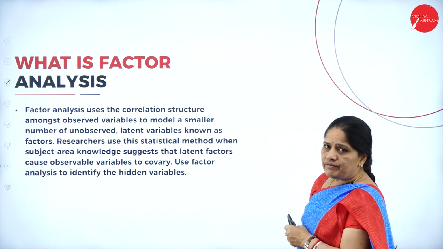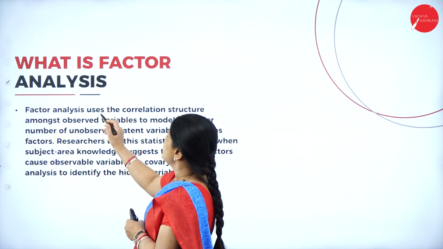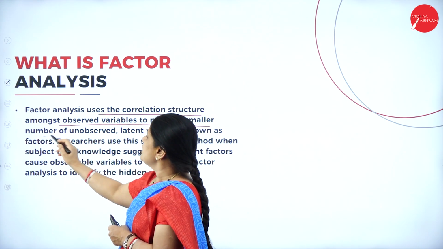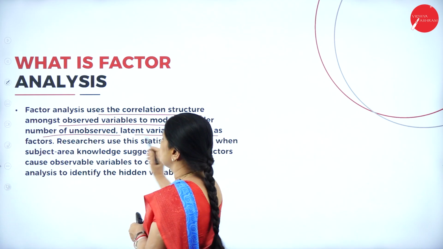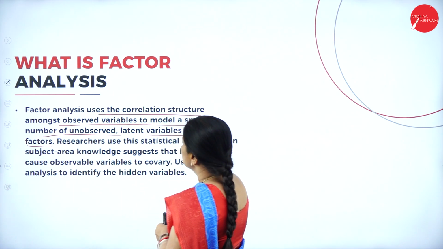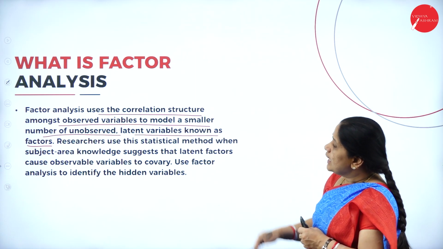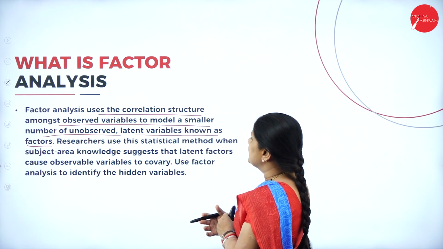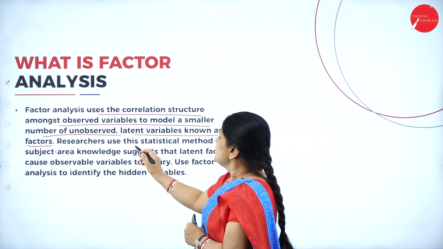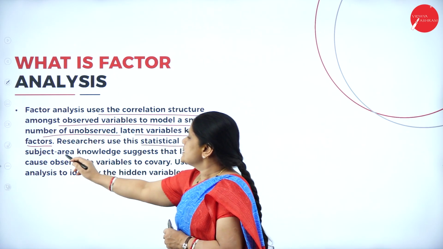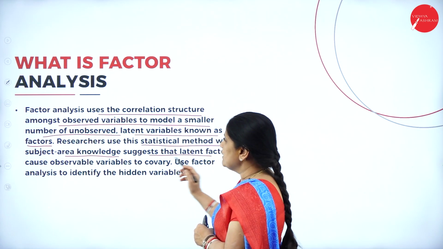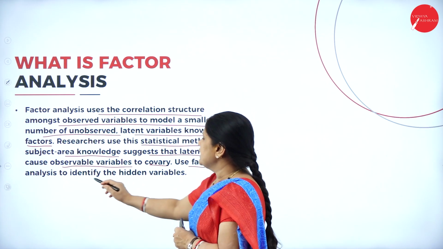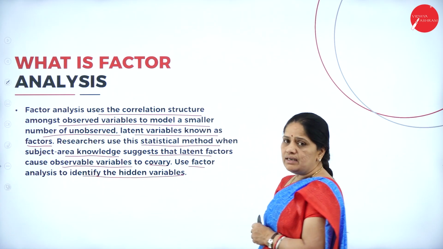So next one is the factor analysis. Factor analysis uses the correlation structure amongst observed variables to model a smaller number of unobserved latent variables known as the factors. Researchers use the statistical method when subject area knowledge suggests that latent factors cause observable variables to covary. Use factor analysis to identify the hidden variables.